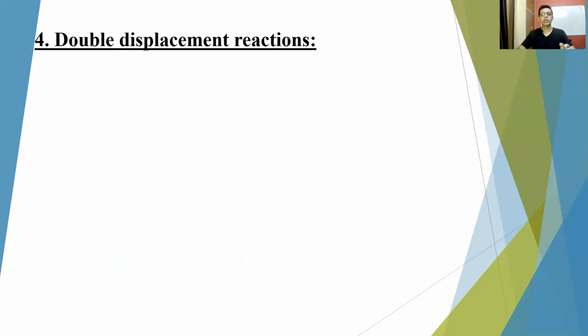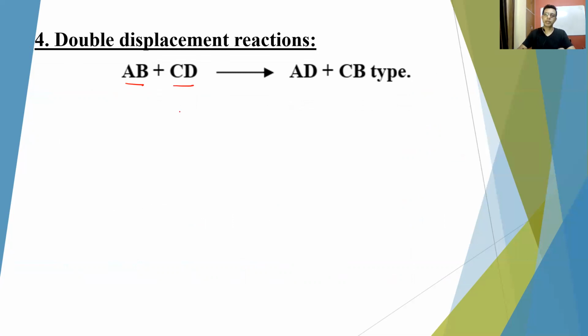Then we'll talk about double displacement reaction. This double displacement is like exchange. So you have a compound AB and CD. So during double displacement, the ions get exchanged in a solution. In AB, A plus is the cation and B is the anion. Here C is positive and D is negative. So this positive will go with the negative and this positive goes with the negative. So we'll get AD and CB. So this type of reactions are called double displacement reactions, where exchange of ions takes place.